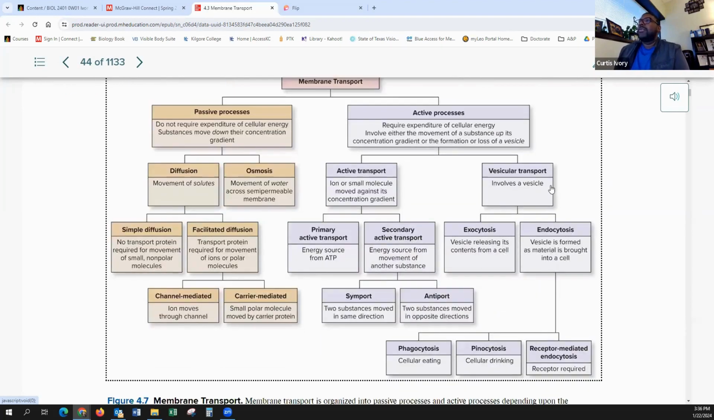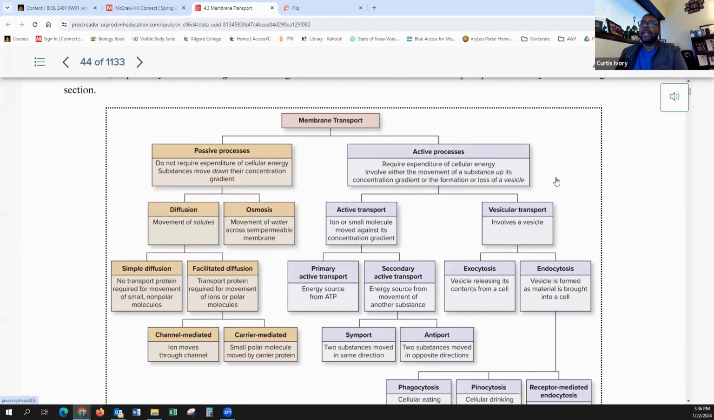With vesicular transport, which involves a vesicle, which is what we saw pinching off from the Golgi apparatus, you can have what's called exocytosis or endocytosis. Endo means coming into the cell. Anytime you see EX, like exit, it's leaving the cell.